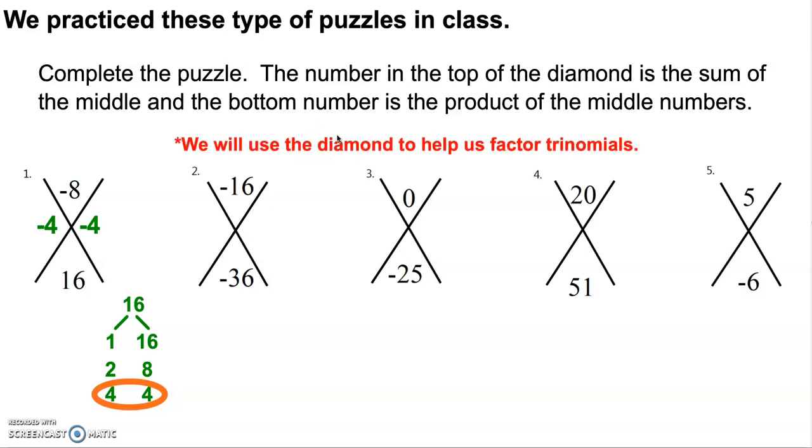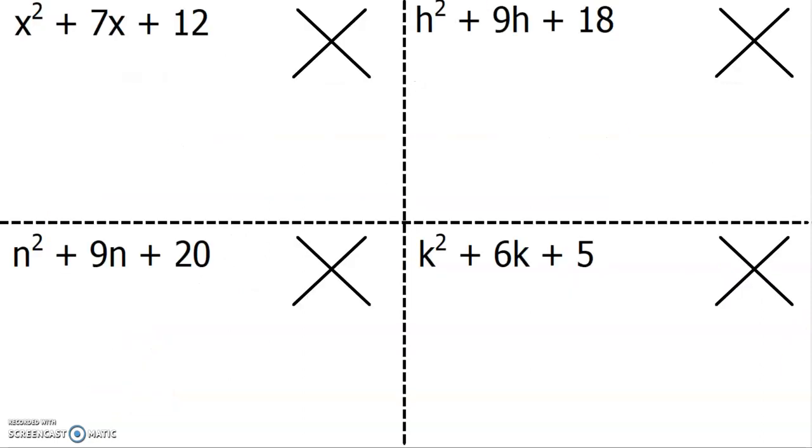Now we're going to use this diamond to help us factor trinomials. Remember, a trinomial has 3 terms. Notice in all of these trinomials, our leading coefficient, that means the first coefficient of x squared, is 1. So in order to factor these trinomials, we're going to use that diamond. The numbers we're going to place in there are this 12, which is what we need to multiply to, and the 7, which is what we need to add to.